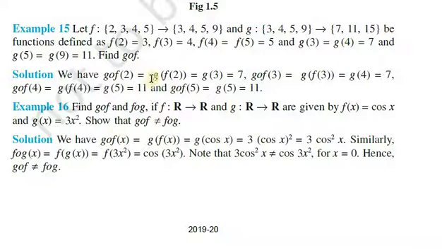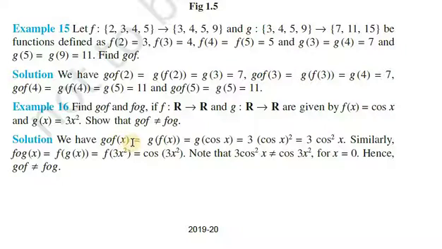Now here we have a function from R to R. f is a function from R to R, and g is a function from R to R. So you see, domain and range are both the same. Therefore, we can find out g∘f and f∘g. f(x) is given by cos x, and g(x) is 3x cubed.